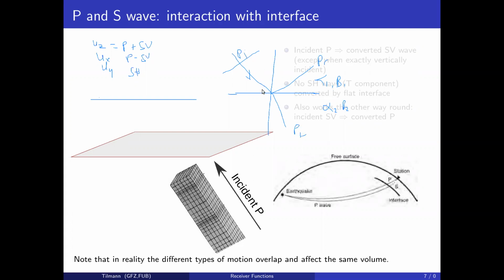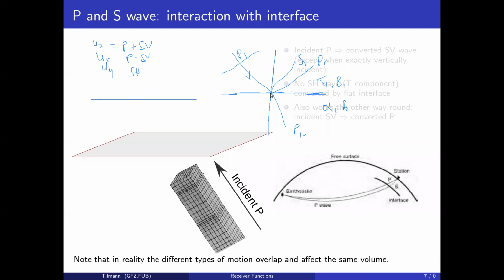But the response of P, the displacement caused by P, is a combination of the SV and the P. The discontinuity at the boundary requires that there is also an SV wave that is generated.